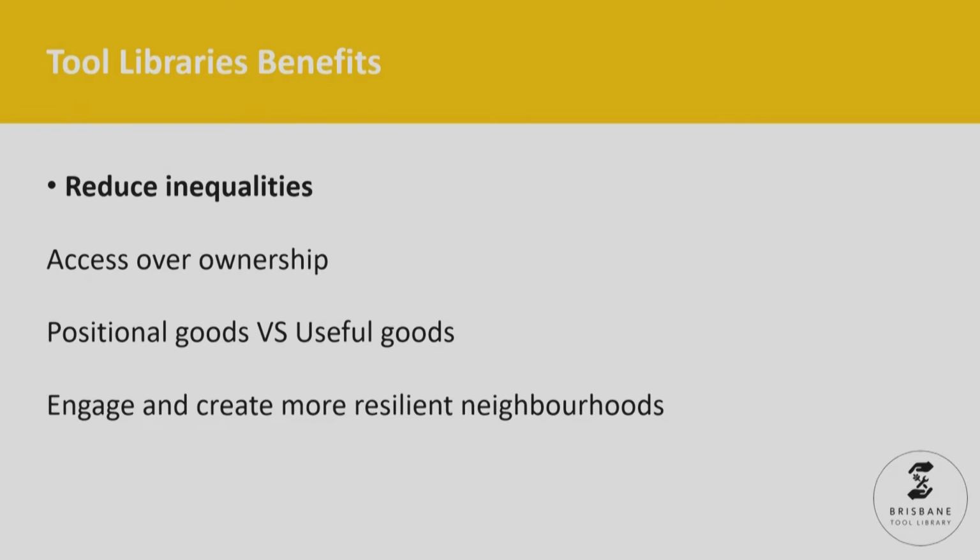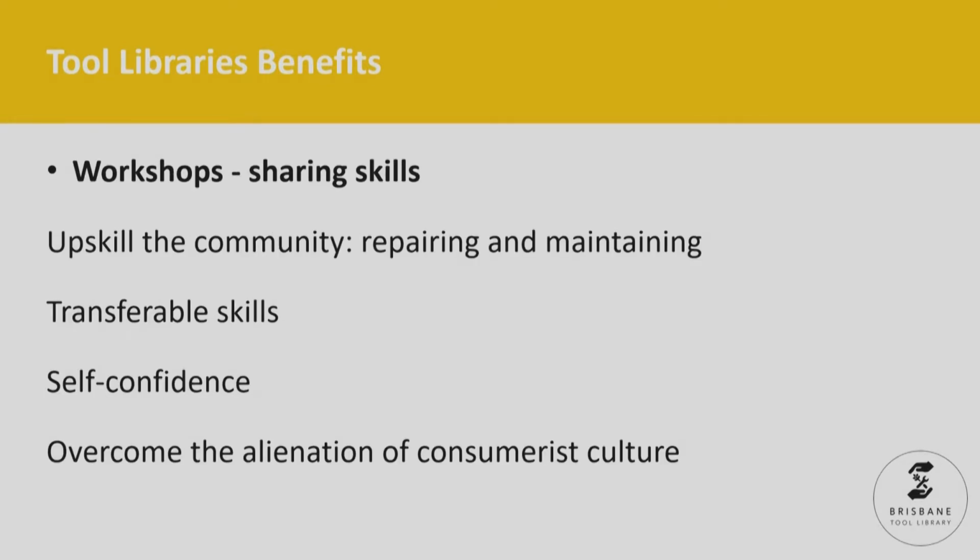the dynamic of positional goods, which are those goods that we buy to feel a status, that gives us a status in the society. So we are trying to give access to useful goods, and obviously by giving access over ownership, we also can recreate resilient communities and neighborhoods around those resources.